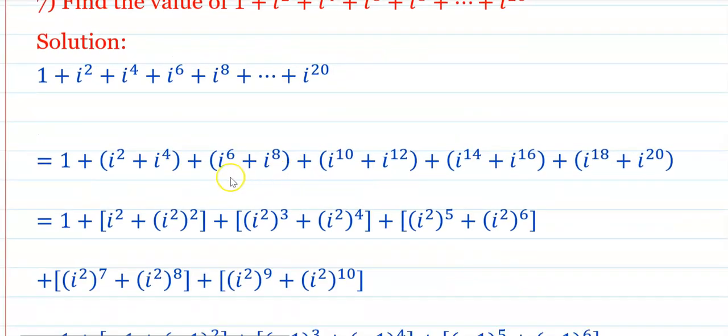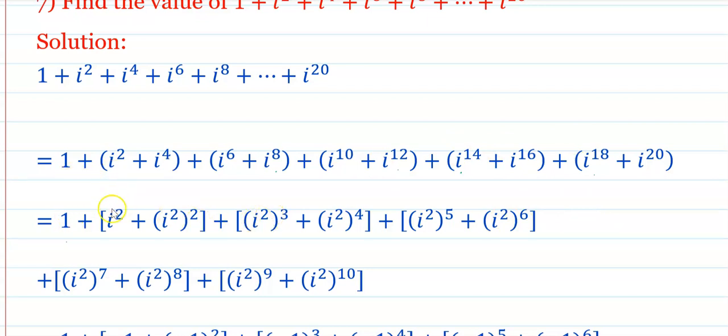Okay. Now see this here. Now what will we do? Addition. i square plus i raised to 4, plus i raised to 6 plus i raised to 8, plus i raised to 10 plus i raised to 12, plus i raised to 14 plus i raised to 16 plus i raised to 18 plus i raised to 20. Okay. Up to the 20.